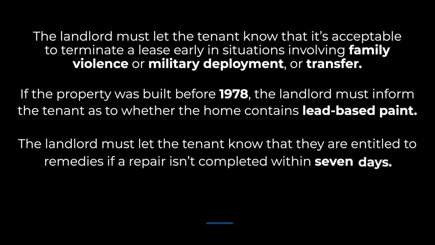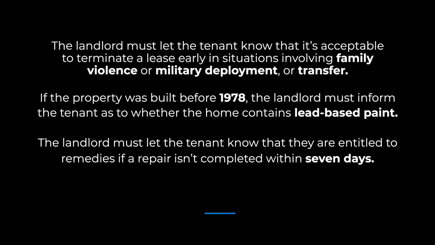Moreover, the landlord must let the tenant know that it's acceptable to terminate a lease early in situations involving family violence or military deployment or transfer. If the property was built before 1978, the landlord must inform the tenant as to whether the walls and ceilings contain lead-based paint. And finally, the landlord must let the tenant know that they are entitled to remedies if a repair isn't completed within 7 days.